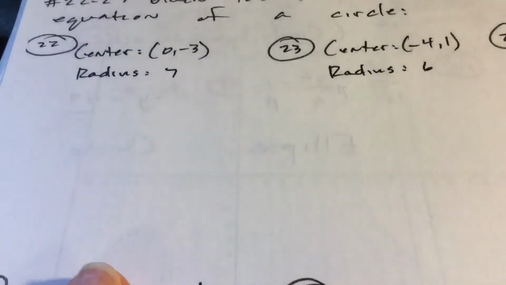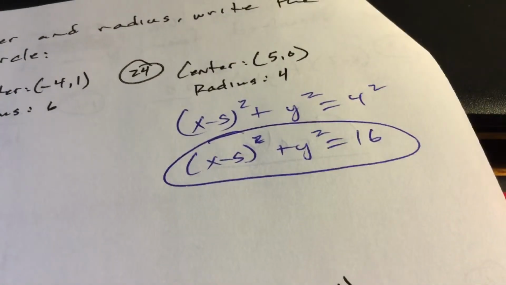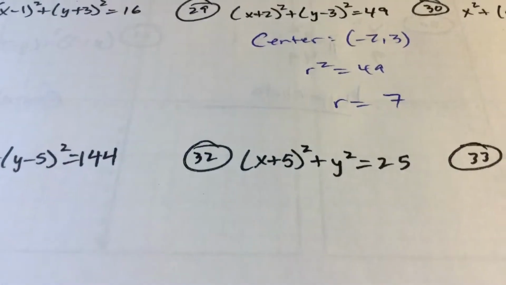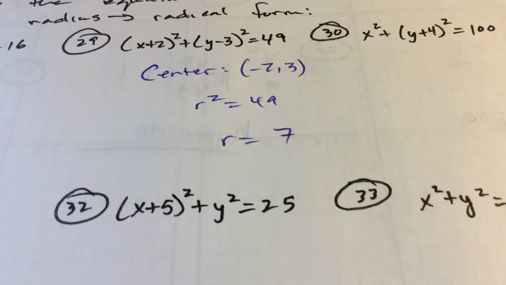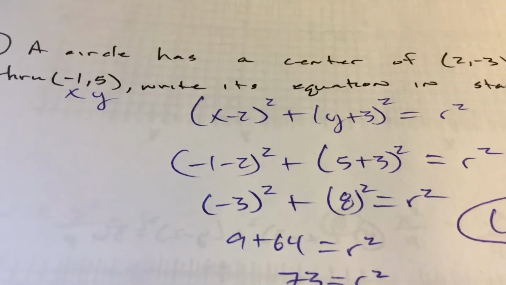All right, let's see what else we got in here. Given the equation of the circle and the radius, write the equation of the circle. That's pretty easy. Also pretty easy right there. Going backwards here, given the center and the radius, -2, 3, then 7. Very easy. Next page, a circle has a center of 2, -3, and passes through -1, 5. I gave you an x and a y. Write its equation in standard form.